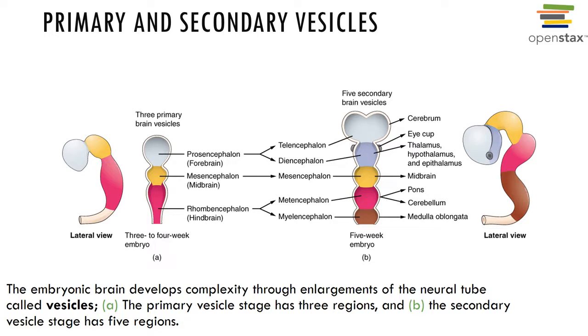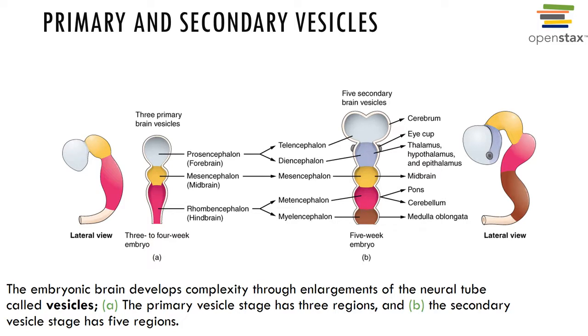Somewhere around week 5 of development, the primary brain vesicles have changed position, and the forebrain and hindbrain have further subdivided to form secondary brain vesicles. The midbrain does not significantly change during development. As development continues, the cerebrum enlarges to the point where it covers the other portions of the brain. And you can also see in this slide what the forebrain and hindbrain structures become in the adult.